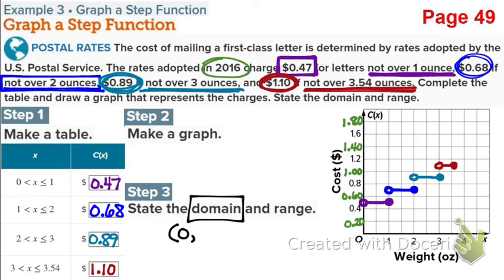I can keep following along. Might need to take an elevator up until I get to what? What's the farthest to the right I can go? 3.54. Bracket because I have a filled in dot this time.